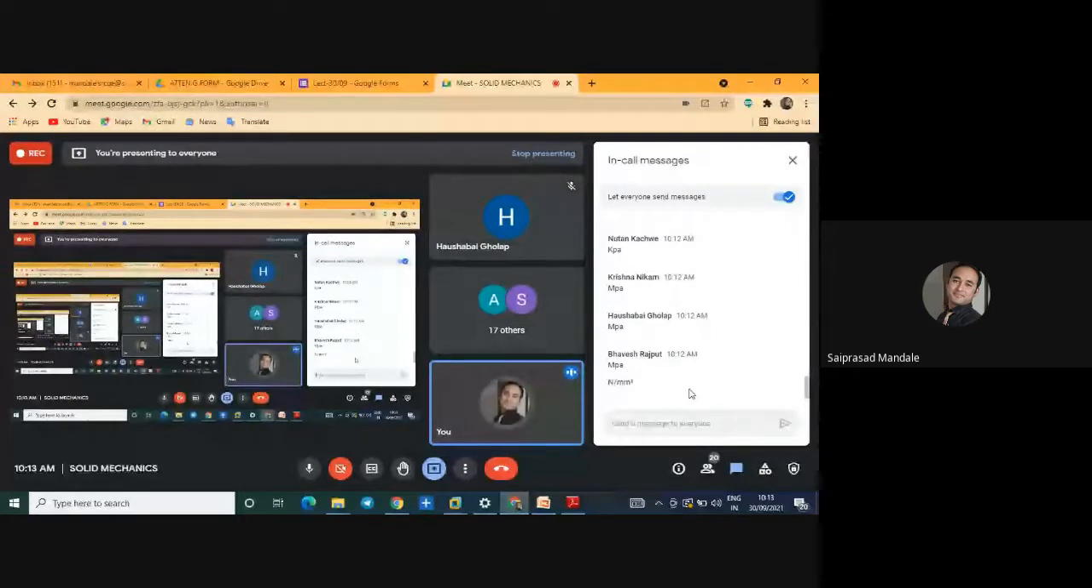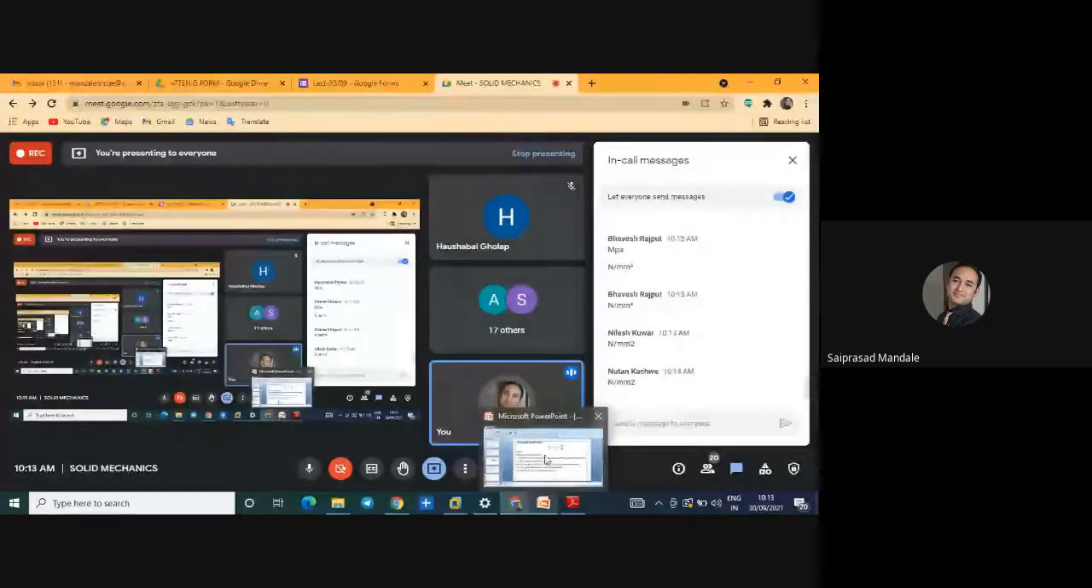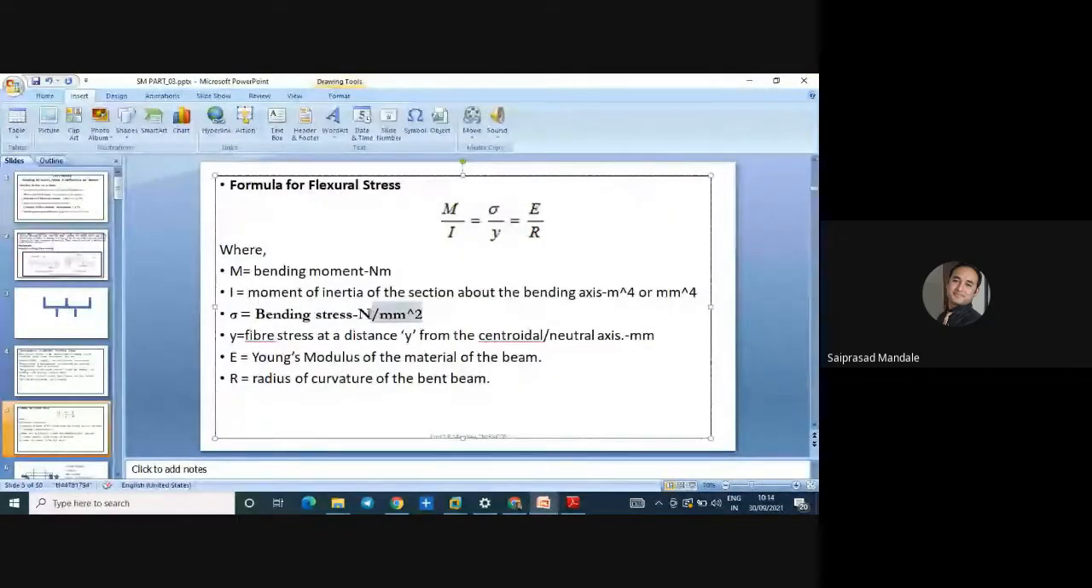Fast, fast. I'm waiting for your answer in the chat box. Hurry and rush for the answers. Rajput, Newton per mm square. Very good, Bhavish. It is Nilesh, very good. Newton per mm square. Young's modulus. Okay. It is Newton per mm square. Its radius, so it is again mm.